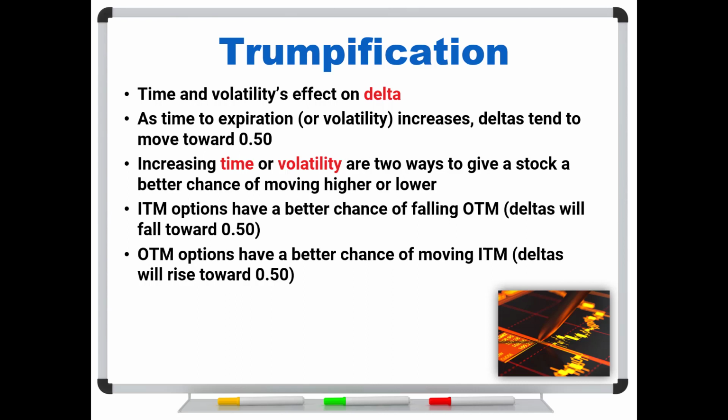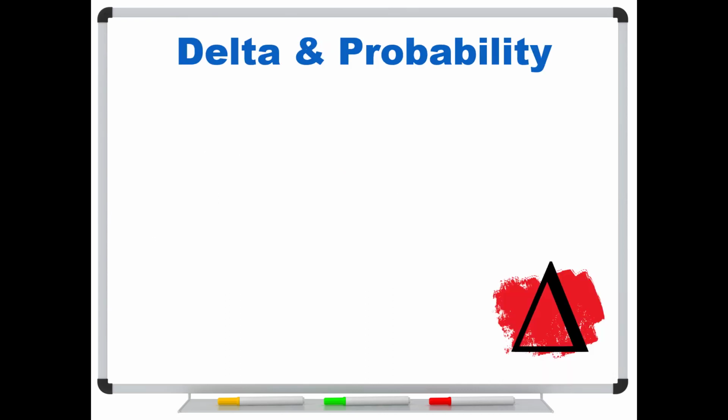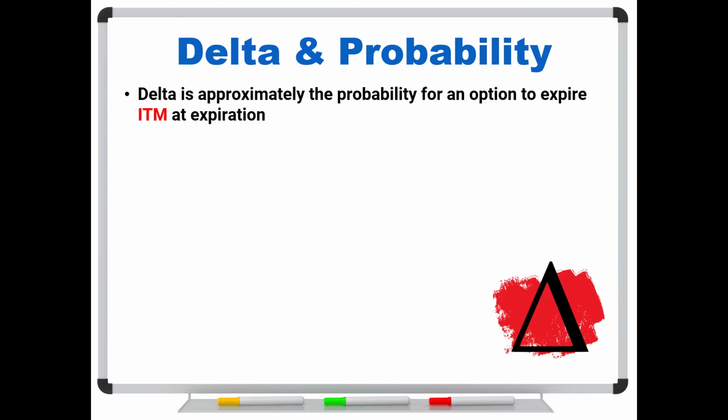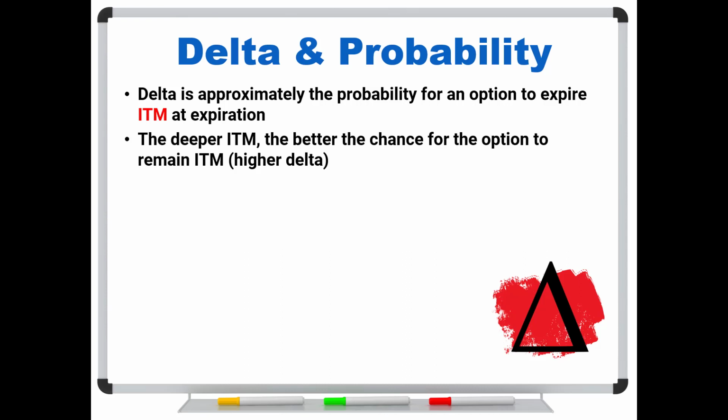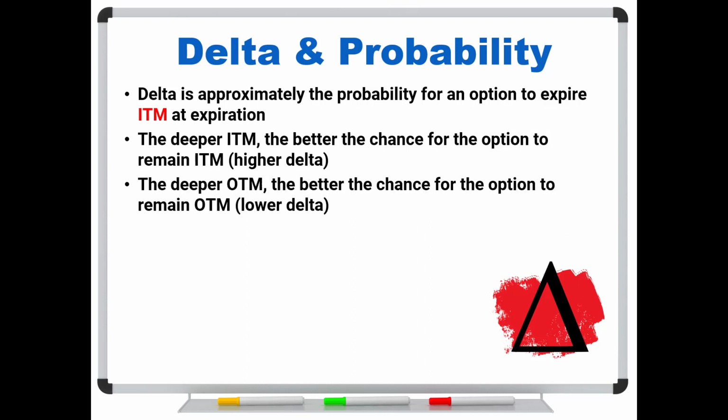But once again, a lot of times traders hear this, they understand the concept, and it even makes intuitive sense. But what they don't realize is that if you get into periods of extreme volatility, these limits can be broken. So just to review the idea of delta again, there's a connection between delta and probability. It's not a perfect one, but it's pretty close. So recall that delta is approximately the probability for an option to expire in the money at expiration. So the deeper in the money an option is, the better the chance for the option to remain in the money and therefore have a higher delta. The deeper out of the money, the better the chance for the option to remain out of the money and therefore keep a lower delta.